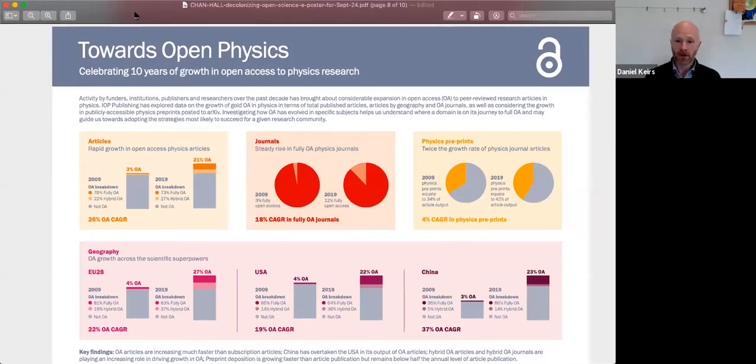So overall, we saw a great deal of progress that's been made towards open access, but with plenty of challenges to overcome and opportunities to pursue if we're going to realise the potential for full open access to physics research.